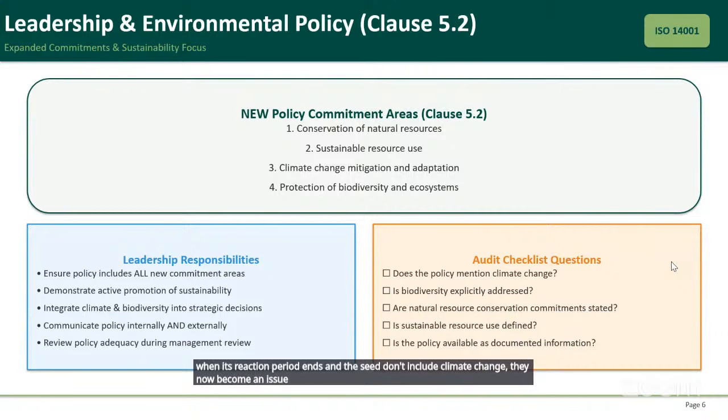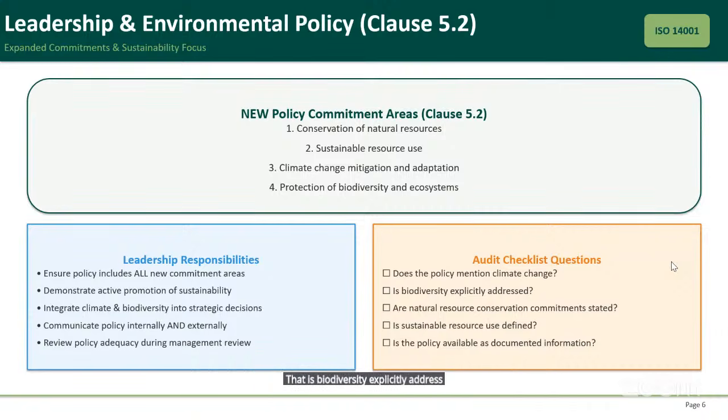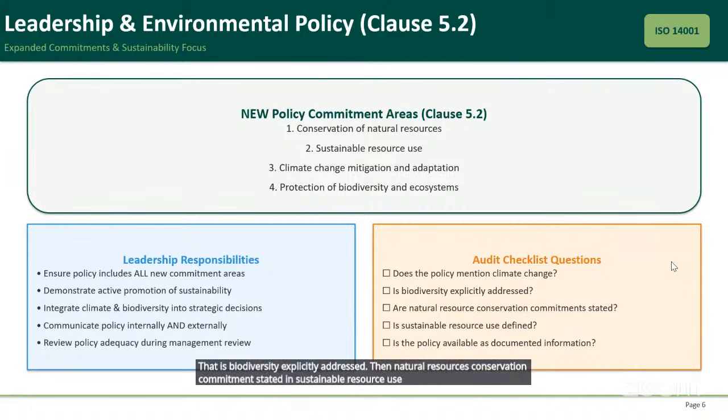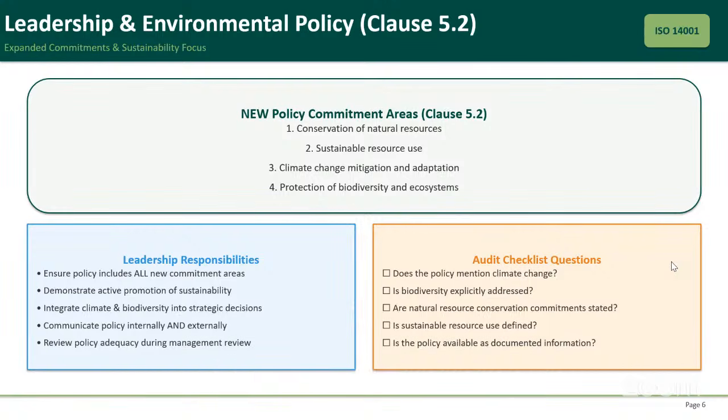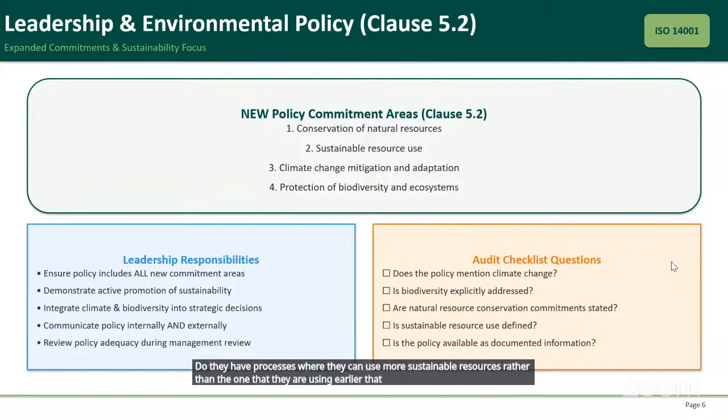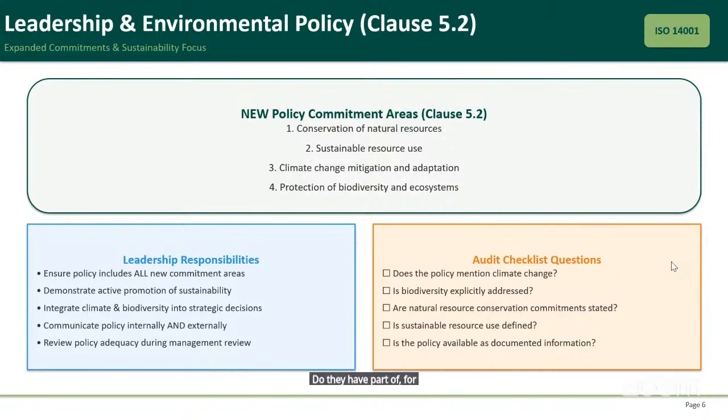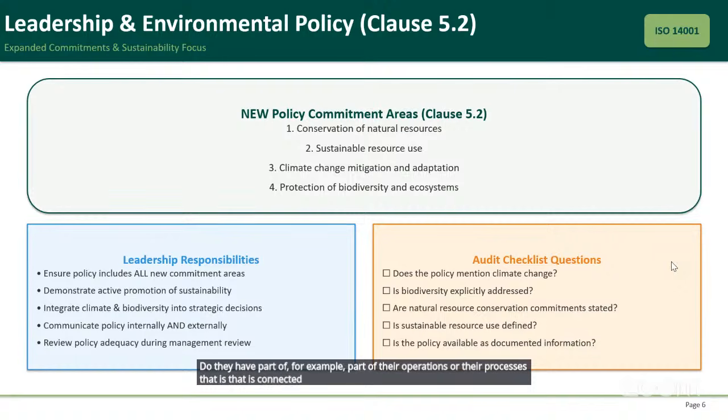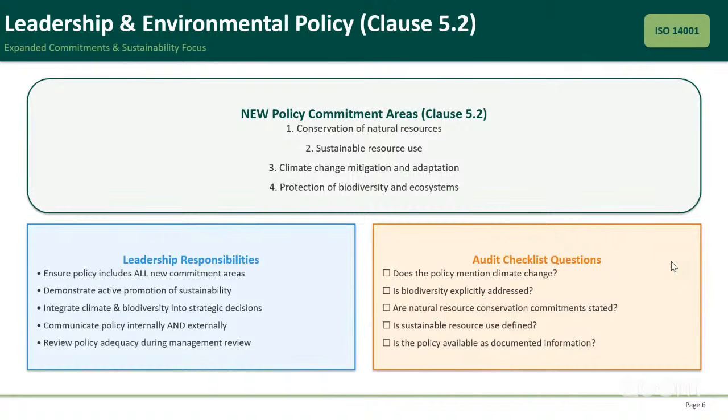Then, is biodiversity explicitly addressed? Is a natural resources conservation commitment stated? Is sustainable resource use defined? Have they defined their sustainable resource use? Do they have processes where they can use more sustainable resources rather than the ones they were using earlier that are not sustainable? Do they have part of their operations or processes connected to a renewable source of energy? Is the policy available as documented information, which is part of what the earlier version also talked about?